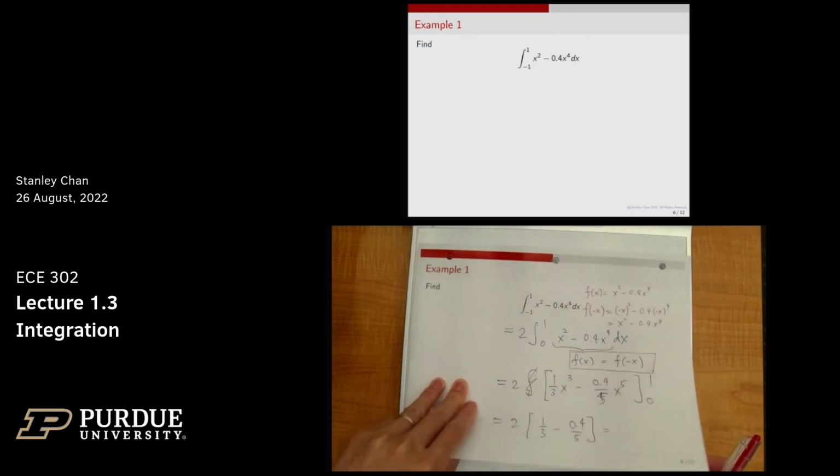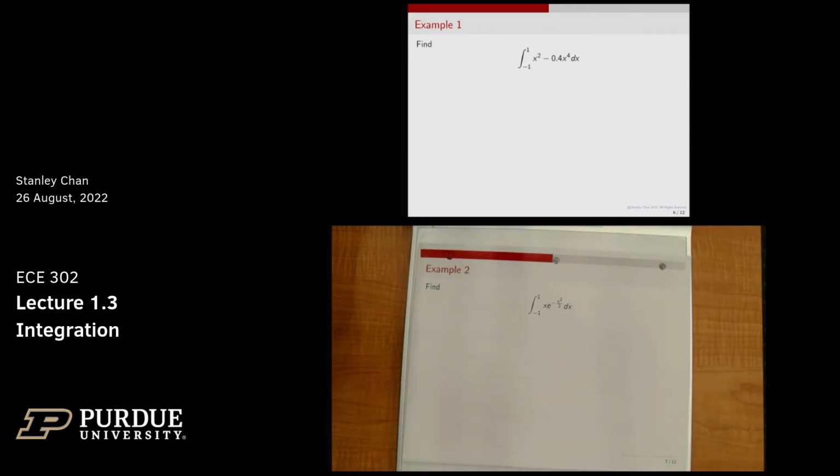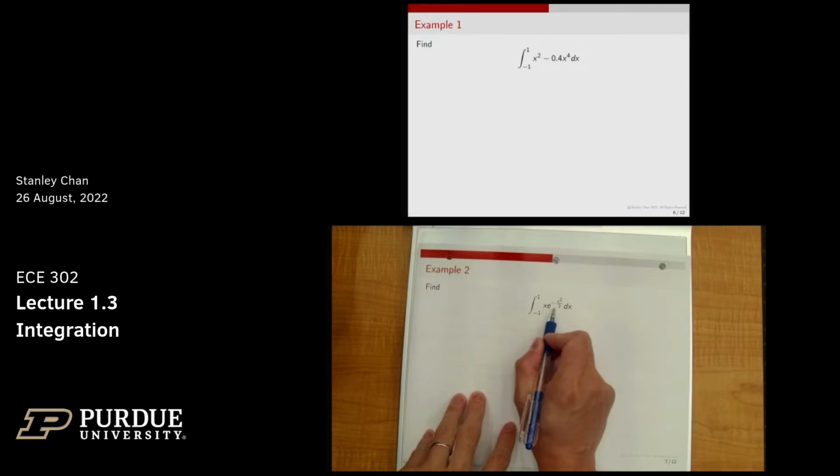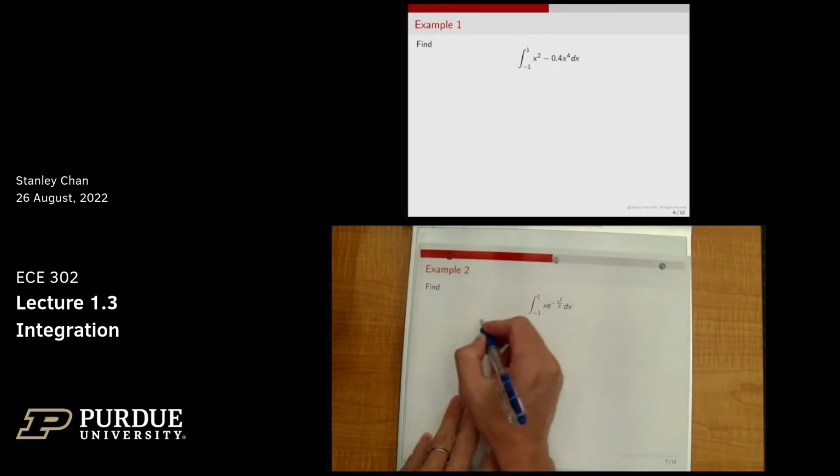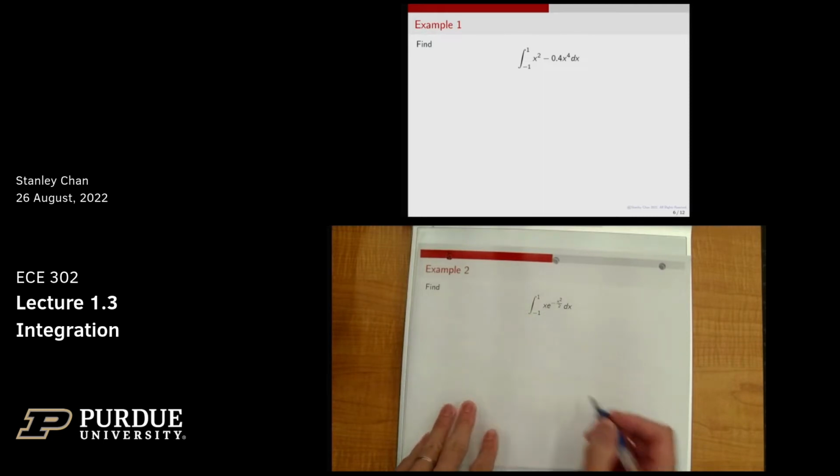Now, let's also work on an odd function example. Here is an example where you have x times x squared divided by 2. The first thing you want to check, of course, is to plug in the formula.